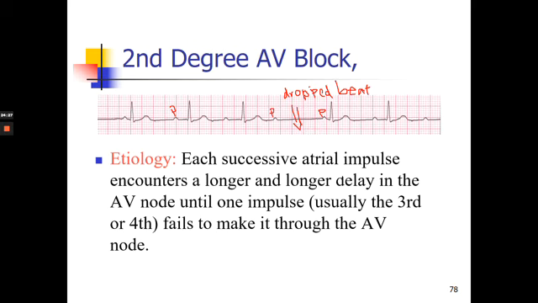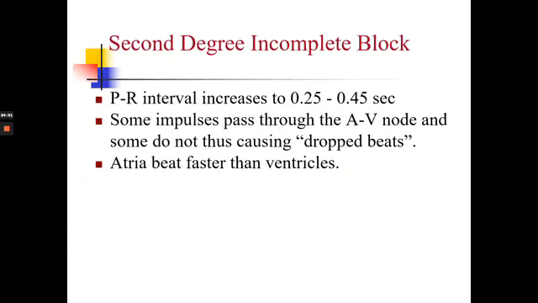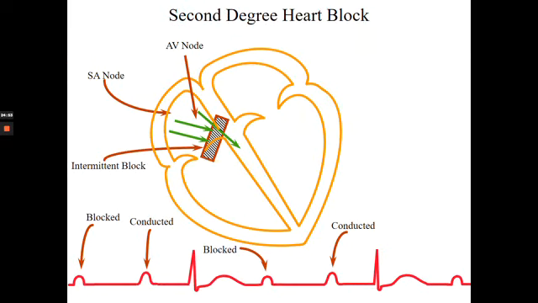Each successive atrial impulse encounters a longer and longer delay in the AV node until one impulse, usually the third or fourth, whatever, fails to pass. This is a dropped beat. So this is a regular irregularity. This is 3 to 1 or whatever. Okay, the etiology is as you see here, that there is abnormality in the AV node. Sometimes it permits the conduction, sometimes not. If there is no conduction, there is a dropped beat. If there is conduction, there is a beat.